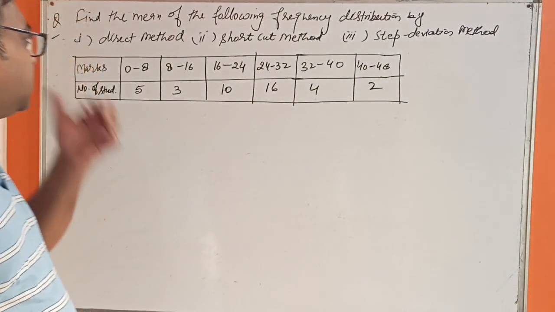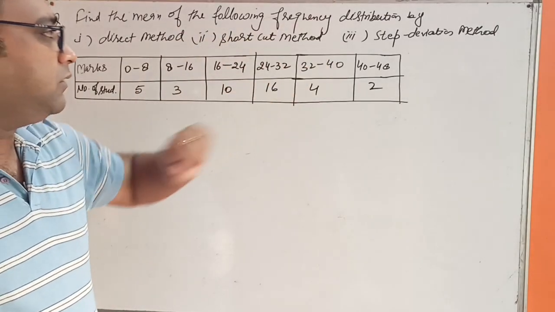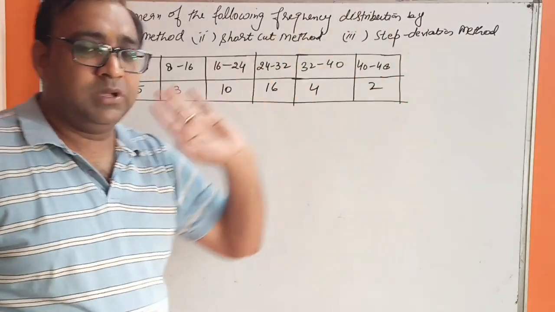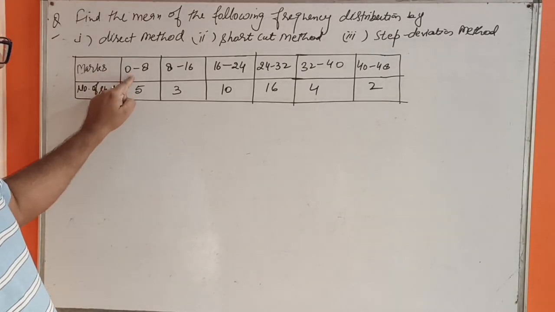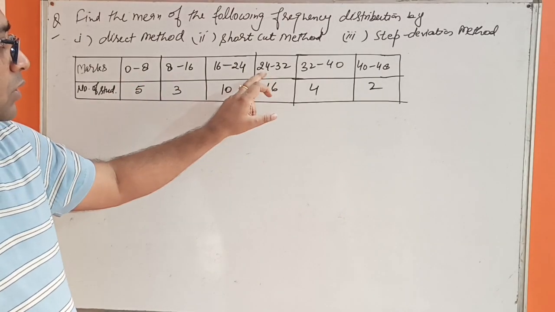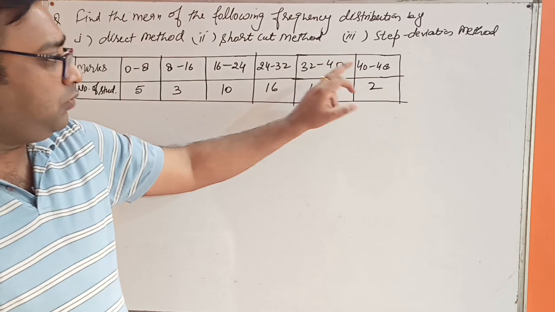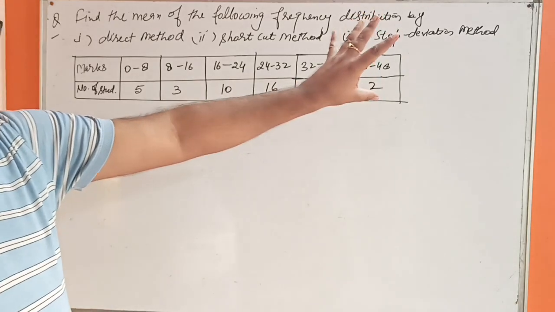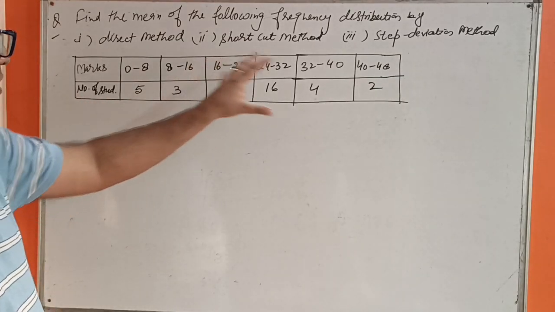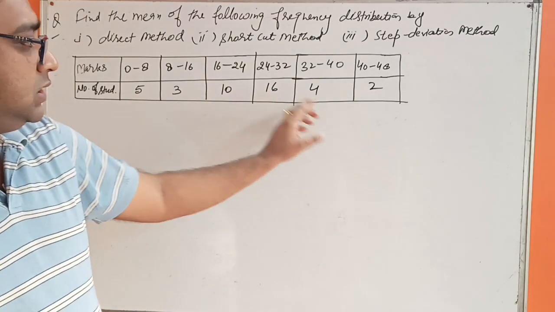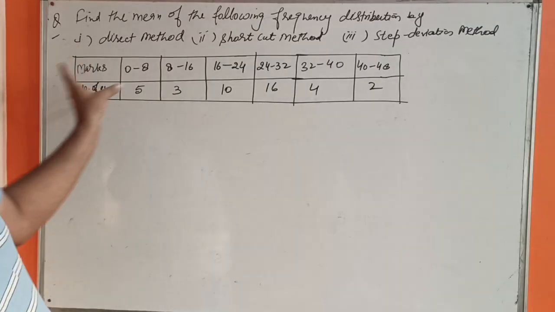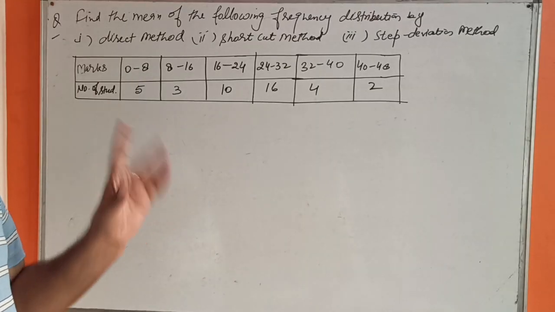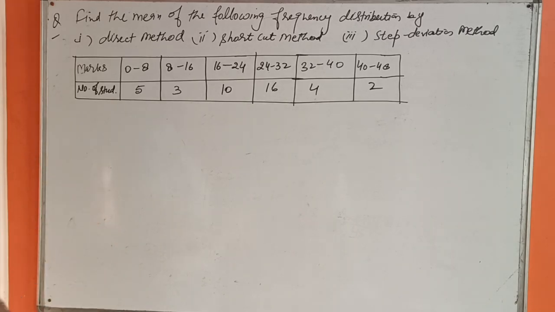Now coming to the next question: find the mean of the following frequency distribution by direct method, shortcut method and step deviation method. The data is marks given 0 to 8, 8 to 16, 16 to 24, 24 to 32, 32 to 40, 40 to 48. Say this is the data from the 50 marks. The number of students getting these marks are 5, 3, 10, 16, 4 and 2. So we have to calculate mean marks with the help of three methods: direct method, shortcut method and step deviation method.